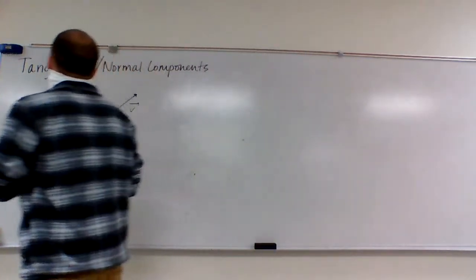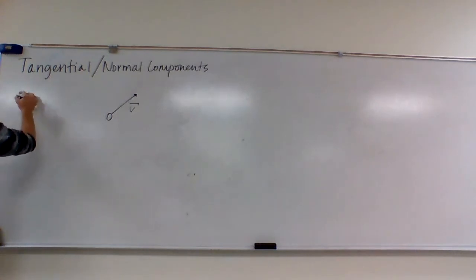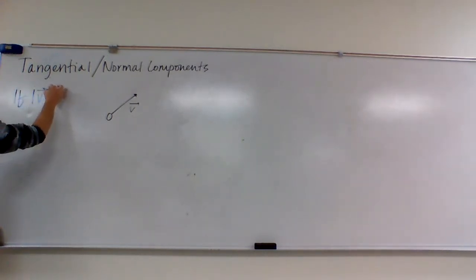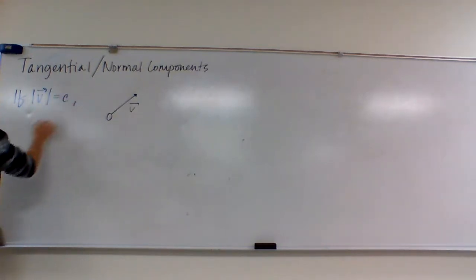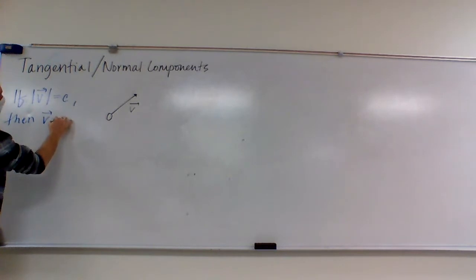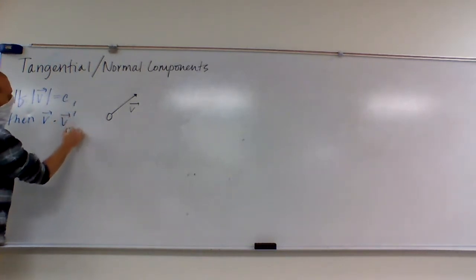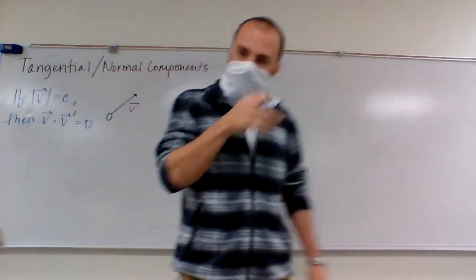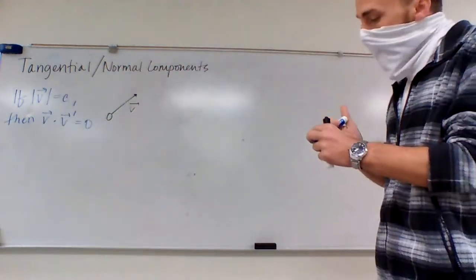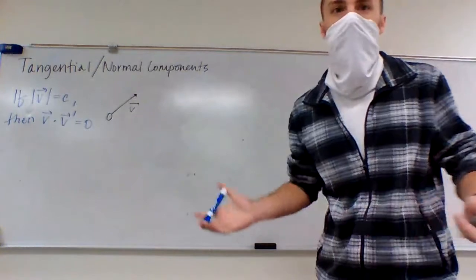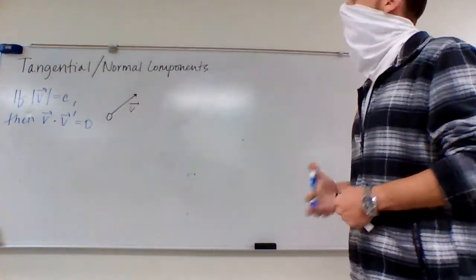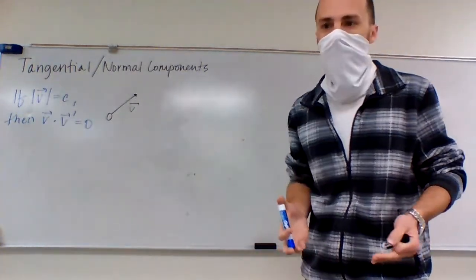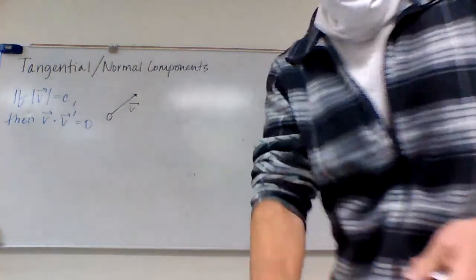So what I'm saying is, if the length of v is constant, then v is going to be perpendicular to v prime, or orthogonal. And we say that by saying that their dot product is 0. Now we also know from Cal 1, AP Calculus, whatever, that v prime, that's the acceleration vector.